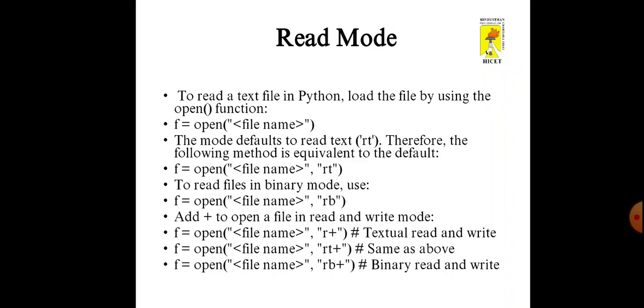For example, f equal to open file name, comma, r plus. r plus means textual read and write. Open file name, comma, rt plus, is the same as above; it opens in textual read and write. And rb plus is for binary read and write. So note that r plus denotes read and write in a text file, rt plus is the same, and rb plus denotes read and write in binary mode.